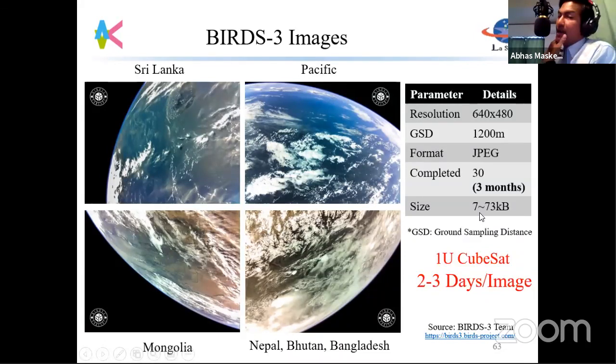And we downlink about 2 to 3 days per image. So per day we downlink anywhere between 12 and 35 kilobytes. Looking at that, the number of packets will be, let's say the maximum we have reached is 7 times 50 packets. So that's 350 packets maximum.